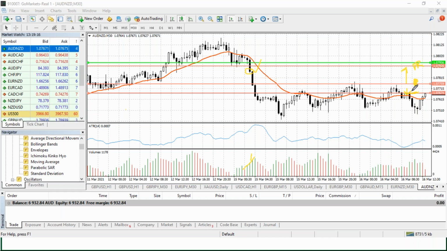And then we just follow our plan and follow that exit down to there. Now, if we'd use the MACD, remember I showed you the MACD before, would that have made any difference in terms of our exit?